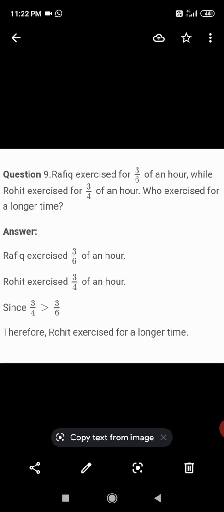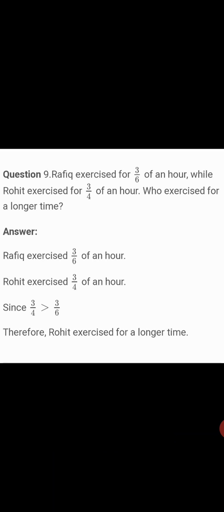In both these fractions, the numerator is the same. As you know, when the numerator is the same, we have to check the denominator. And the smaller the denominator, the greater the fraction. Therefore, 3 by 4 is greater than 3 by 6. Rohit exercised for a longer time.